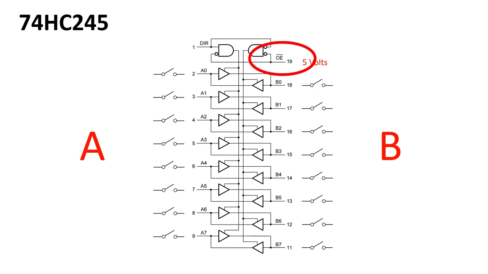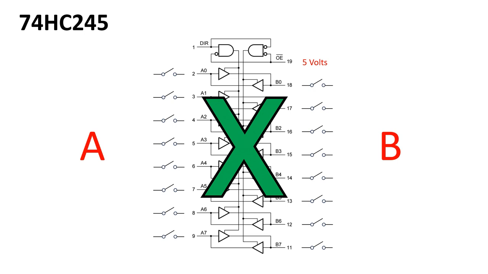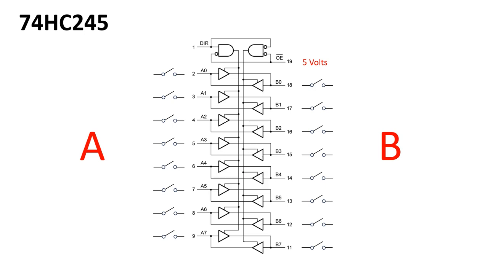Let's talk about Output Enable first, which is pin 19. Imagine there's a switch on each connection to bus A and bus B. When Output Enable is deasserted, which means it's set to 5 volts, then all of the switches are open, and it's as if the device is completely disconnected from the circuit. Bus A and bus B can't communicate with each other through this device in this state. But when Output Enable Bar is asserted, all of the switches close, and bus A and bus B are now connected to the chip.